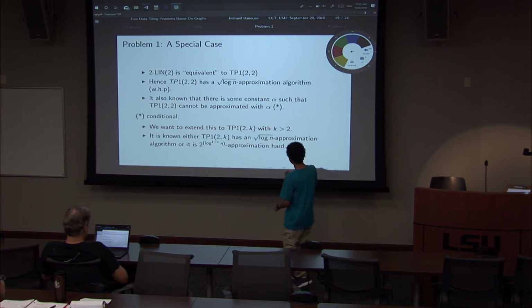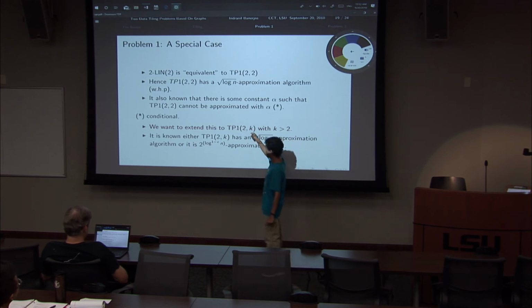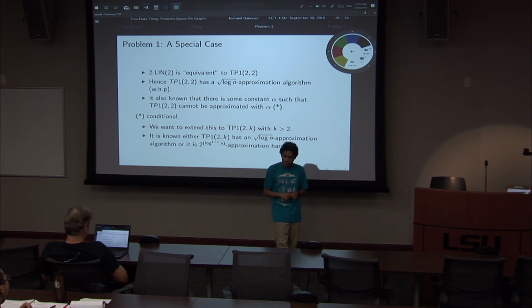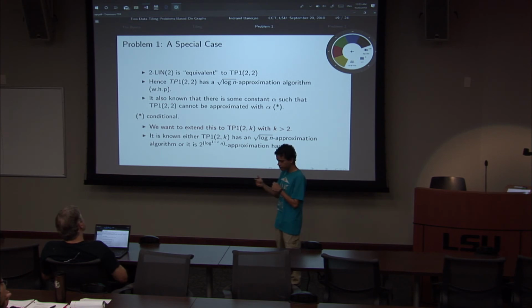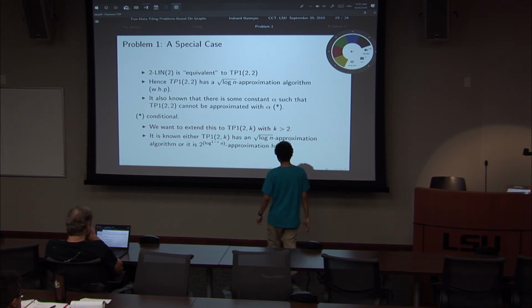Okay, so what we're trying to do is to extend this for arbitrary k. The 2 there was the size of each of the constants. For k more than 2, it becomes a problem on hypergraphs, not graphs. And as far as I know, I do not know whether this has been solved or not.